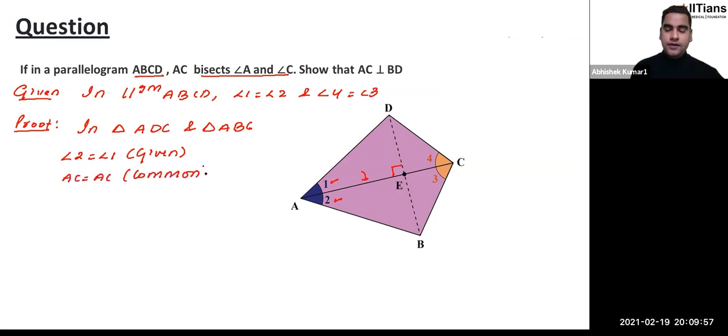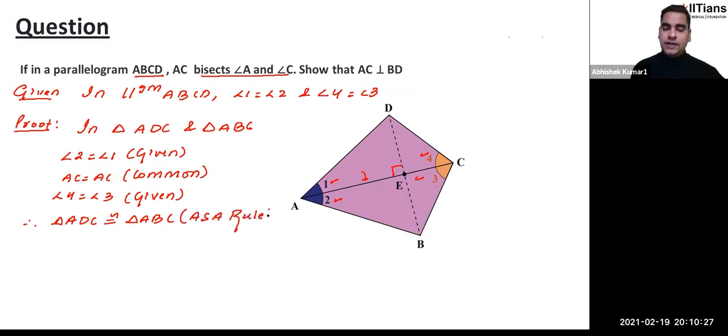We have angle 4 is equal to angle 3. Angle 4 is equal to angle 3, that is also given. Not common, that is given. So it can be said that these two triangles are congruent by ASA. So triangle ADC is congruent to triangle ABC by ASA rule, right? So these two triangles are congruent to each other by ASA rule.